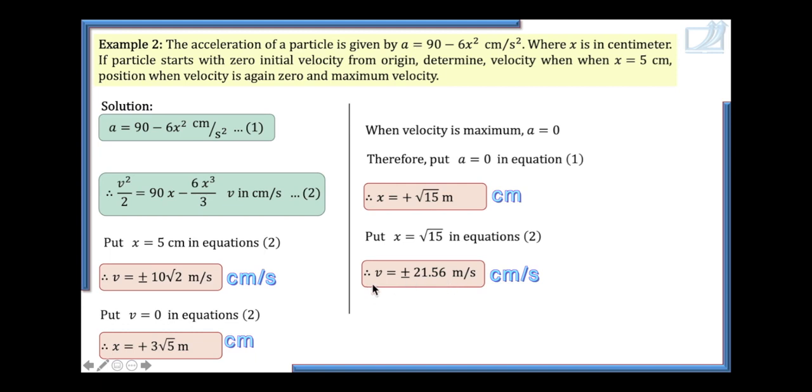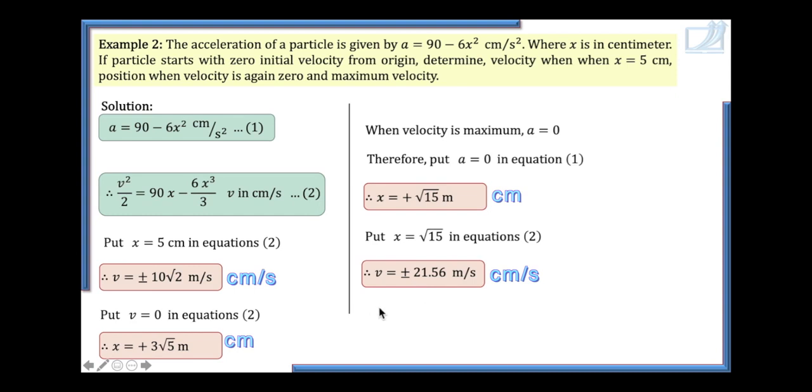Remember, you are not asked for maximum speed. If you are asked for maximum speed, then you should write only 21.56, but that is only the magnitude. But if you are asked for maximum velocity, you should indicate direction also, and here both directions are correct. So we have solved the problem.